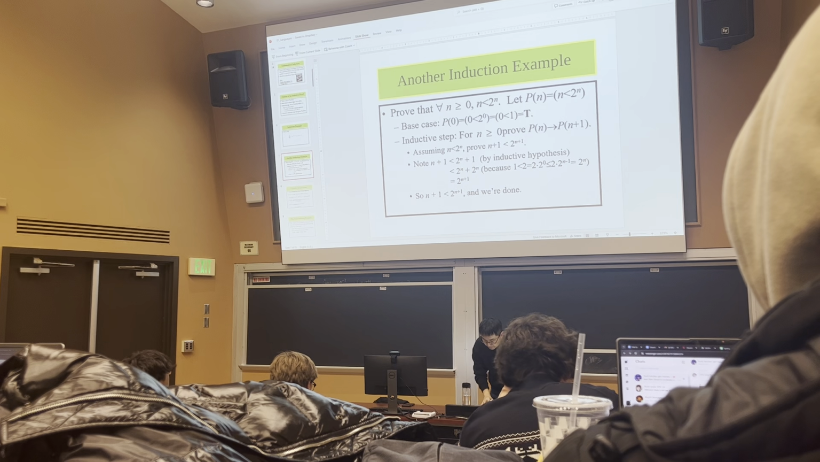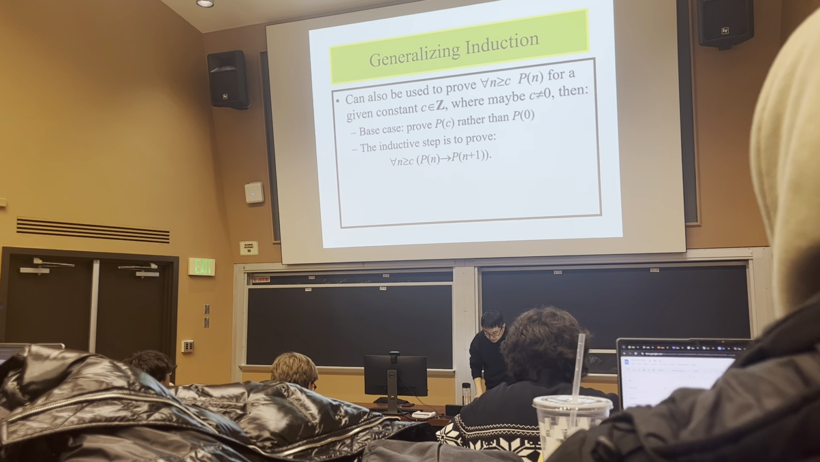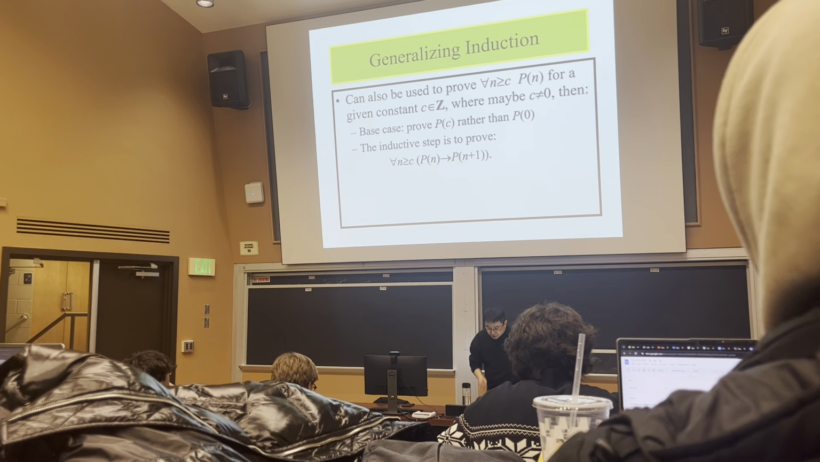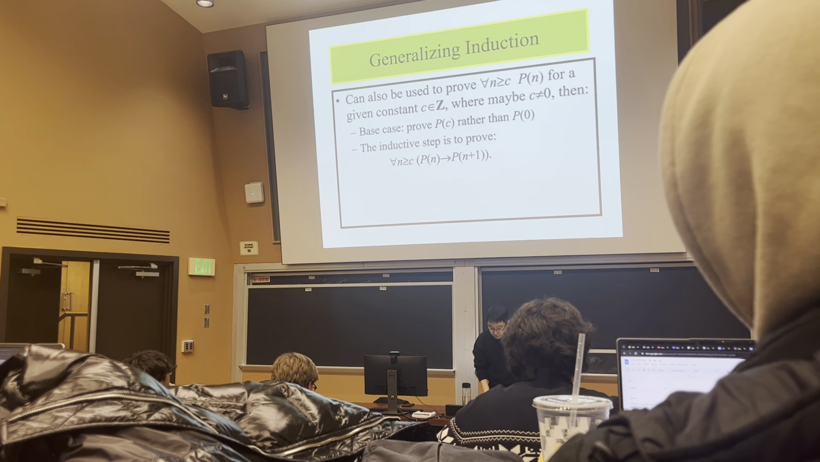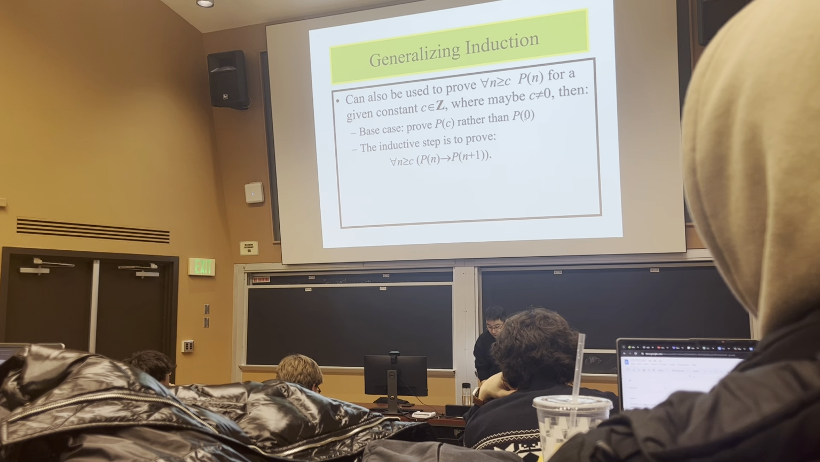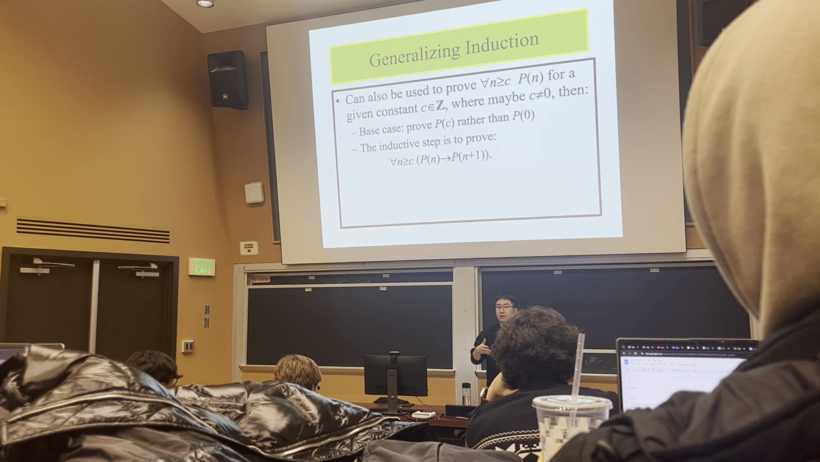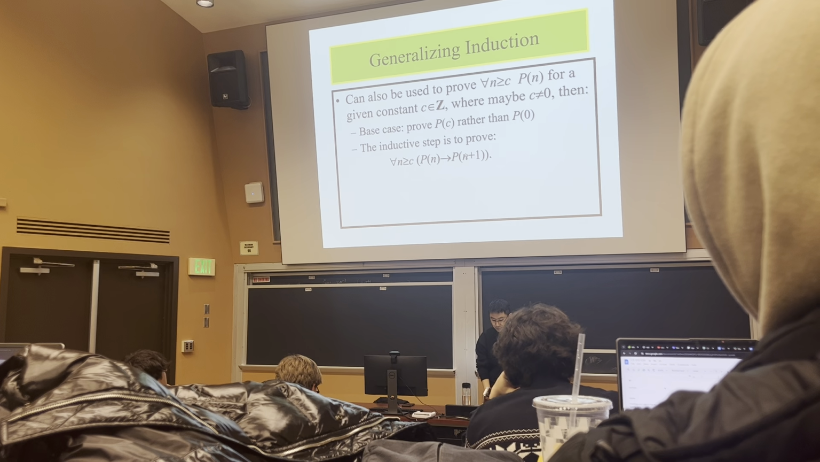All right. This is another example. Generalizing induction, still two steps. The base case, we prove that P of C rather than P of 0. If n is starting from 0, then the base case is P of 0. But it's possible that you are starting n from a non-zero value, then generally it's P of C. And from there, you do the inductive step, which is to prove P of n plus 1 being true from P of n.